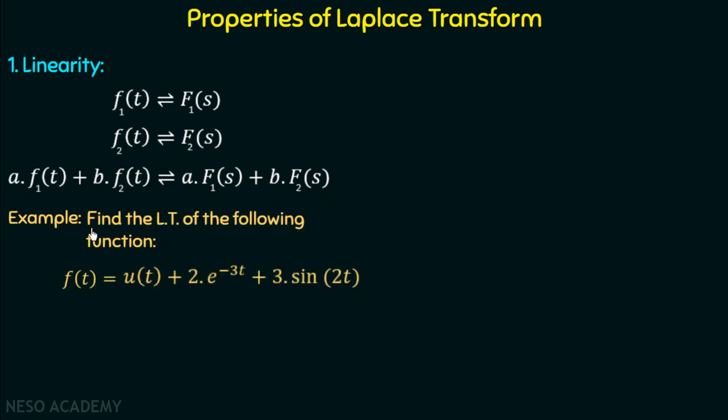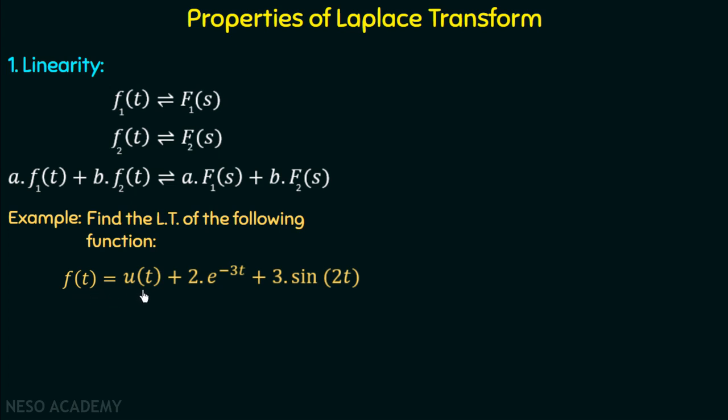Find the Laplace transform of the following function. f(t) = u(t) + 2e^(-3t) + 3 sin(2t). Now we can understand the importance of Laplace transform properties. In this case, we don't have to find the Laplace transform of f(t) by substituting this function in that complicated expression that we discussed in the previous lecture.